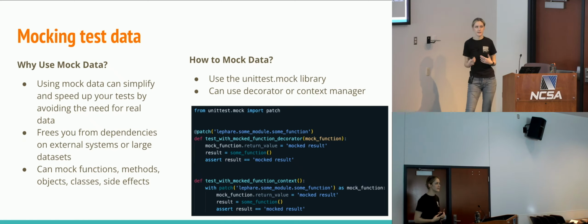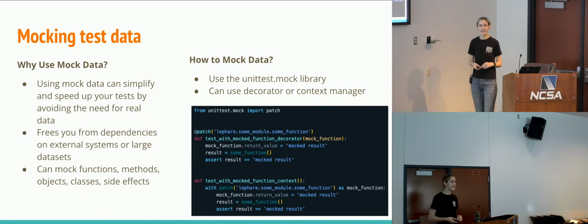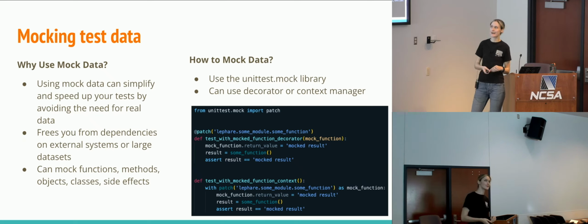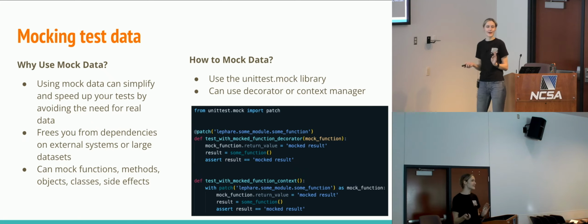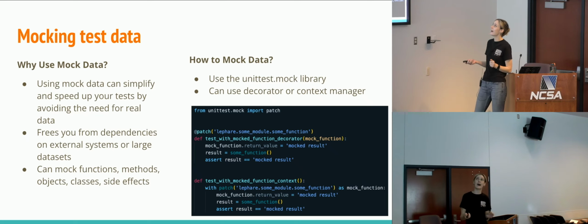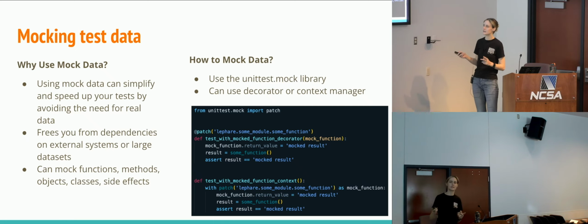Maybe you would actually prefer to just make up some mock data instead. And I think this is really convenient. I think it's kind of a magical thing. I've used it a few times, and I'm still like, wow, this is kind of wild that it exists. You basically get to just mock whatever you want: a function, a method, an object, a class. You can even mock side effects, like, hey, this thing should be raising an error too. You can specify that. And you just use the unittest.mock library. And there are two different syntactic ways you can go about this.